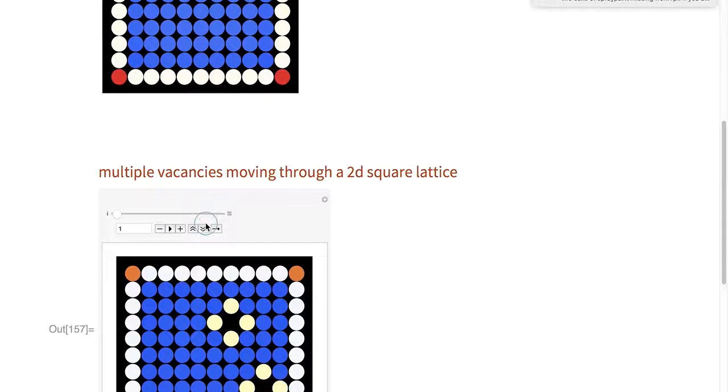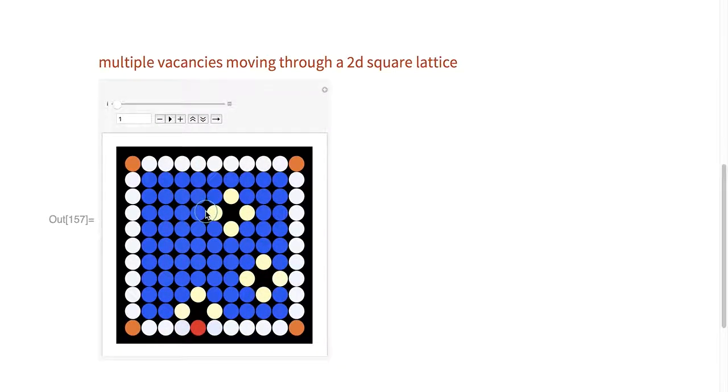For fun, here's a cool simulation of multiple vacancies moving around a lattice. You can see here how the energies around vacancies change when vacancies are next to each other or near the surface.